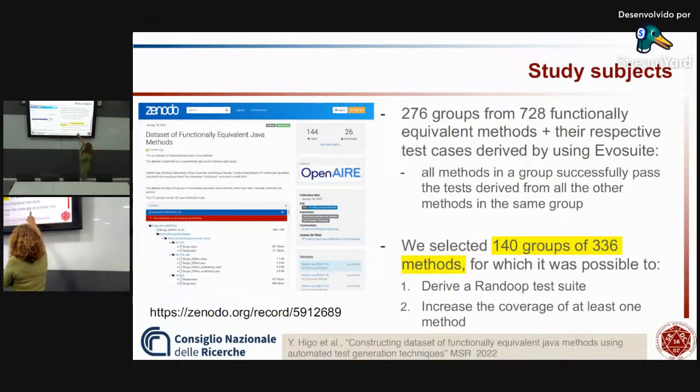But we could only do this not for the whole set, but for these 336 methods, still a good number, that were making 140 groups of equivalent programs. And then we also measured the coverage, so we needed to apply the EvoSuite test cases to each of the other programs, but some of these programs were too simple for their coverage to be augmented. So we only kept those groups of equivalent programs for which it was possible to apply Randoop and for which it was possible to increase the coverage.